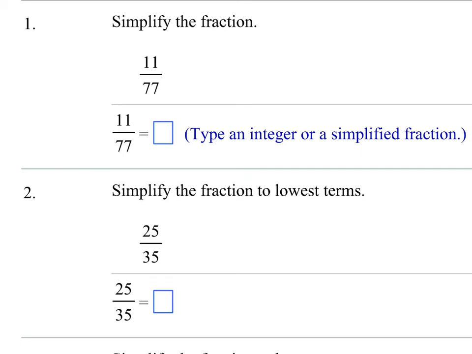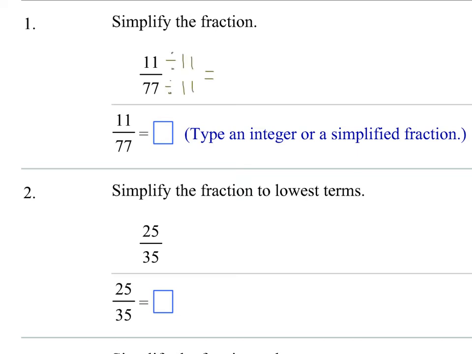So taking a look at problem number 1, we're going to simplify this fraction 11 over 77. Now you can type this in your calculator using the fraction button and do 11 over 77, hit equals, and it will simplify it for you. But let's understand what the calculator is doing. The calculator is finding a number that goes into 11 and 77. And the number that goes into 11 and 77 is 11.